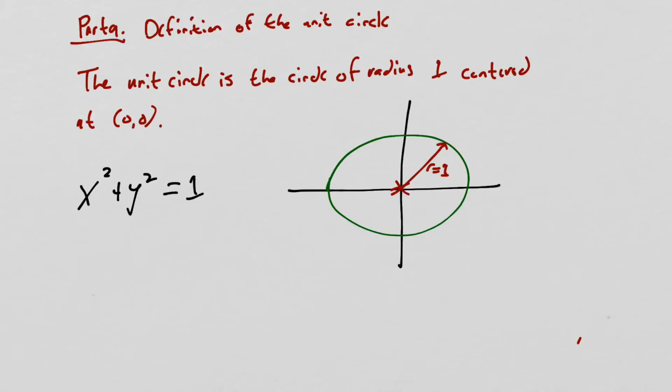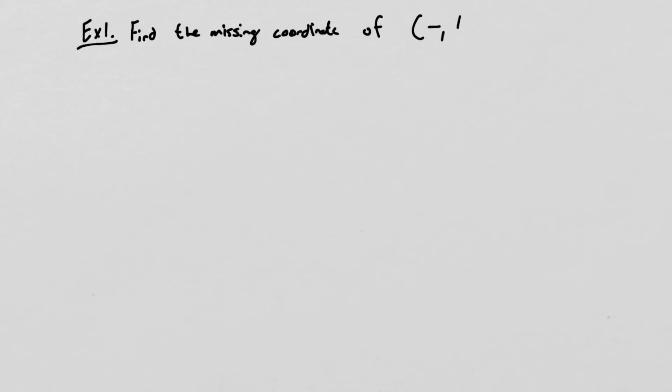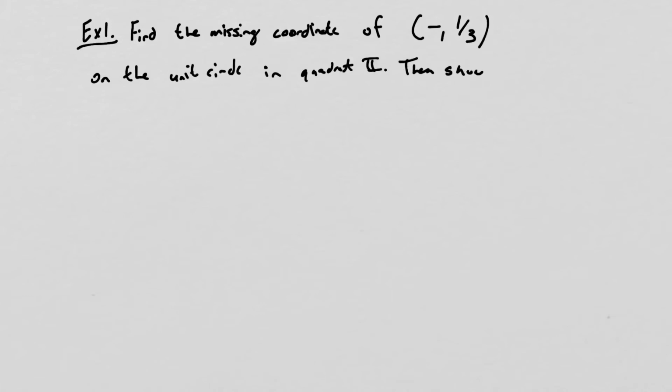With the first question in this section answered, let's look at the second question. Given some information, can we find a point on the unit circle? This will be example number 1. Again, we're given the following information. Find the missing coordinate of the following point that lies on the unit circle in the second quadrant. Then show it on the unit circle.